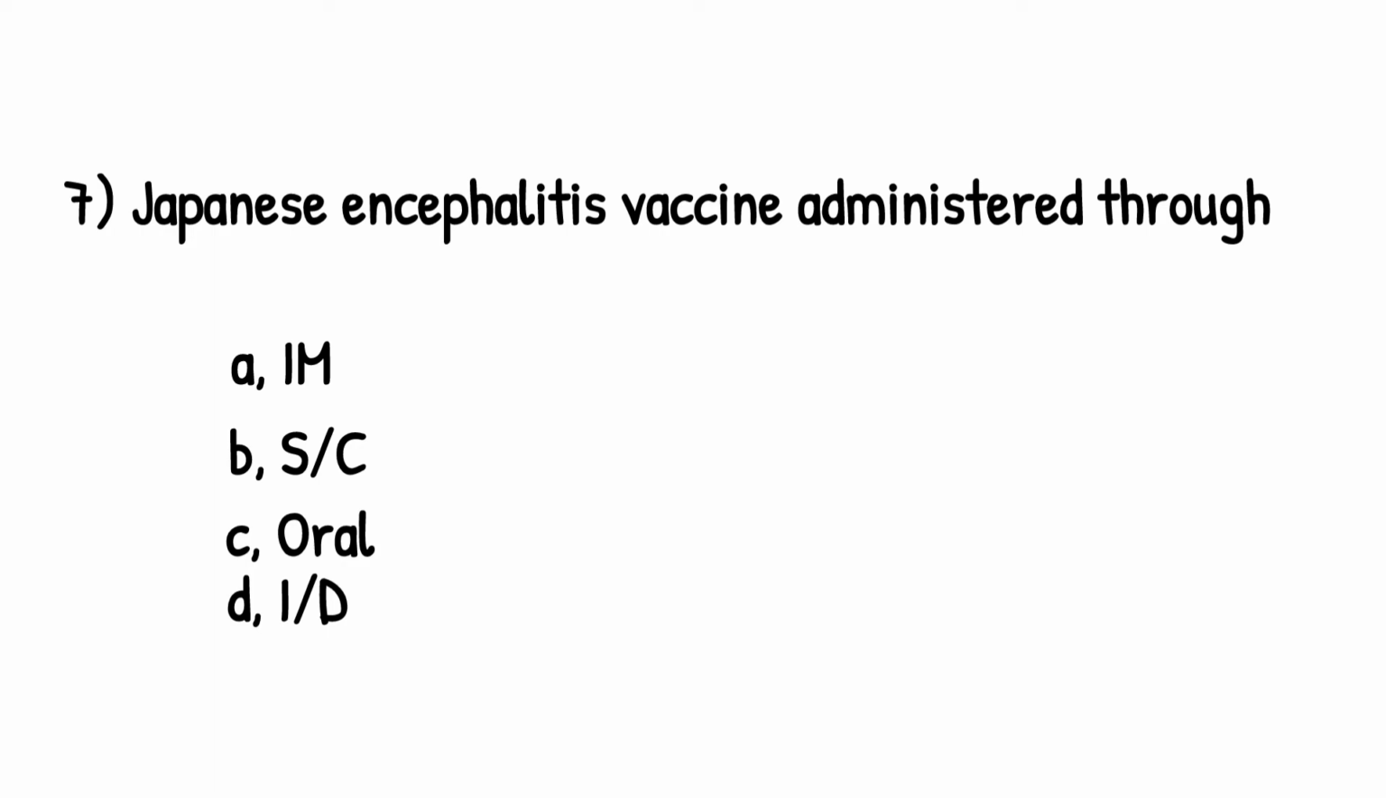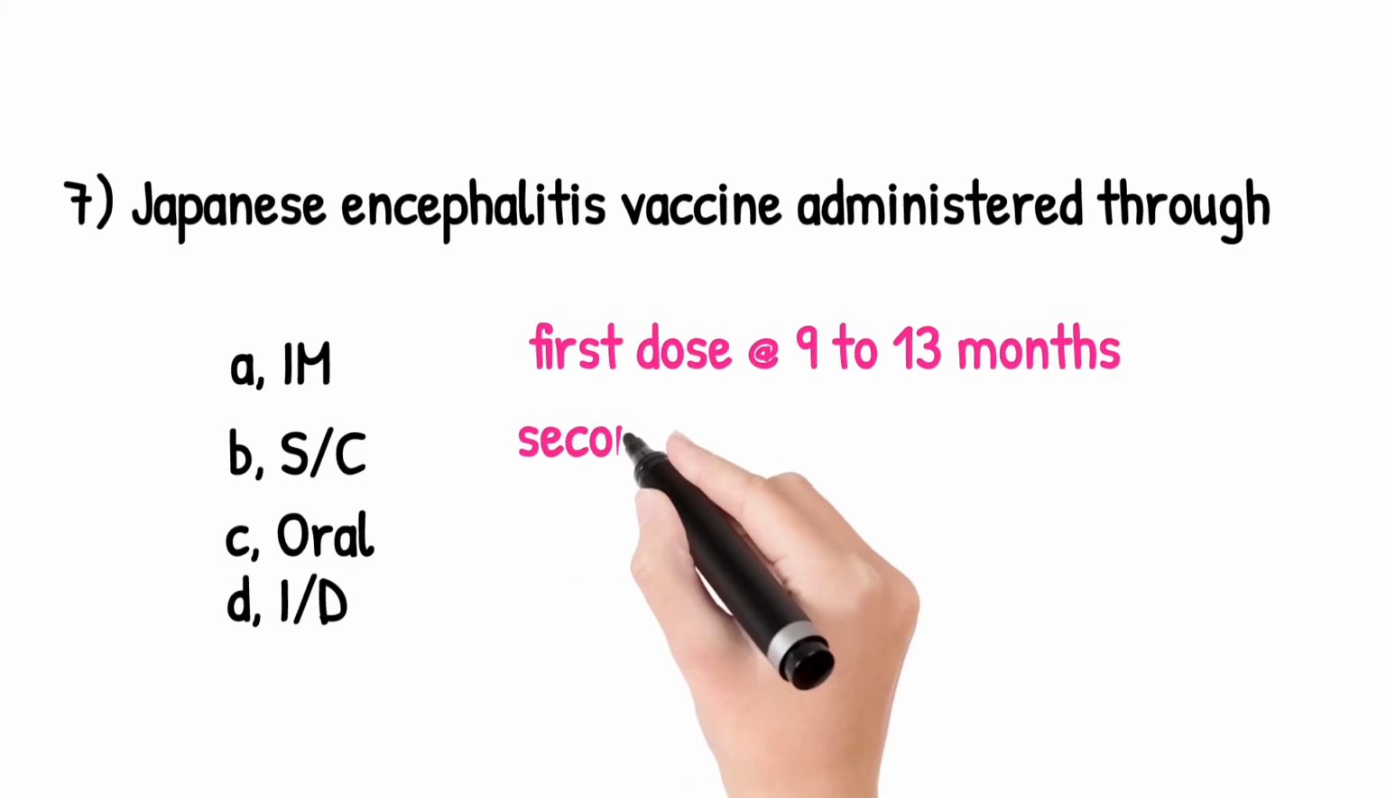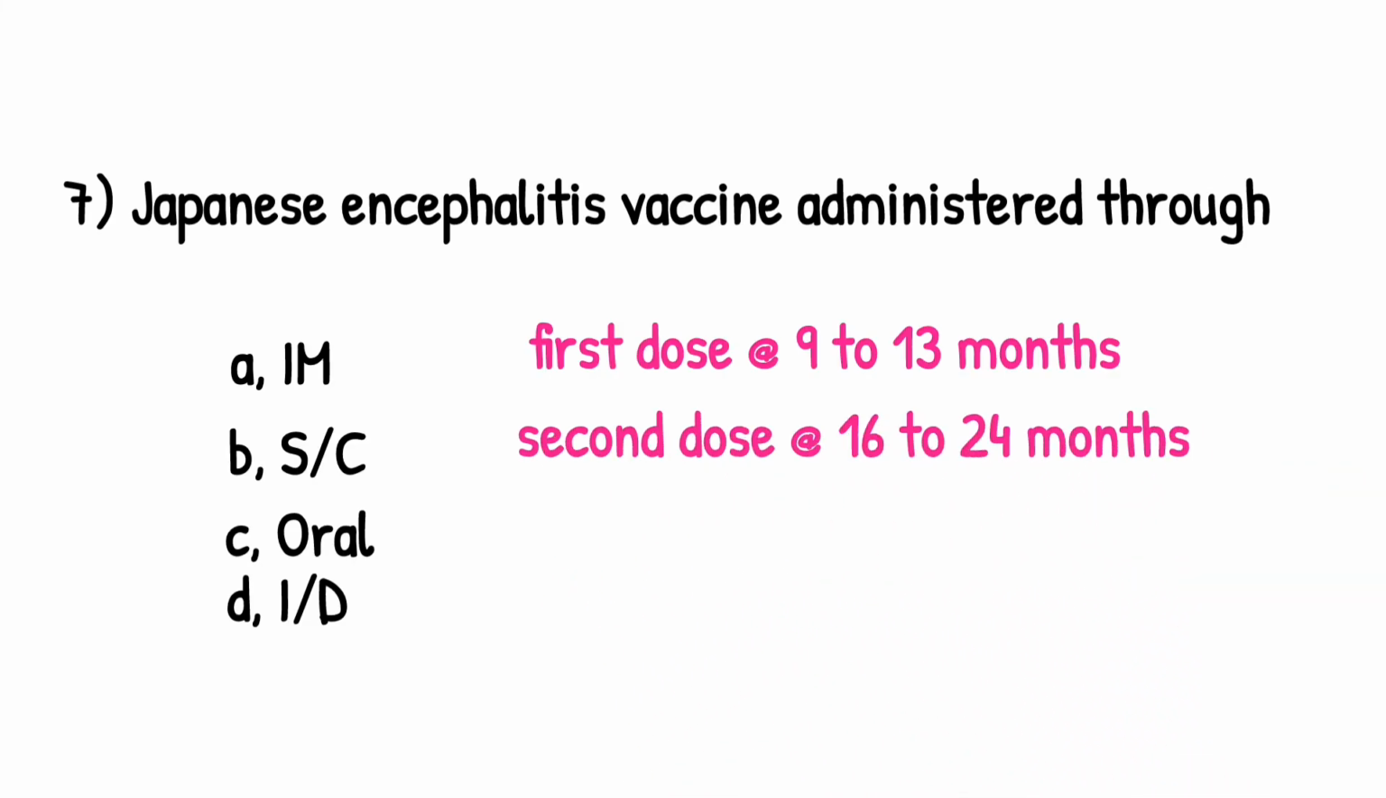Incidence of Japanese encephalitis is highest in some states such as Assam, Tamil Nadu, Bihar, West Bengal, Goa, and Karnataka. Japanese encephalitis vaccine is a part of the universal immunization program in these states. First dose is given at 9 to 12 months and second dose at 16 to 24 months.